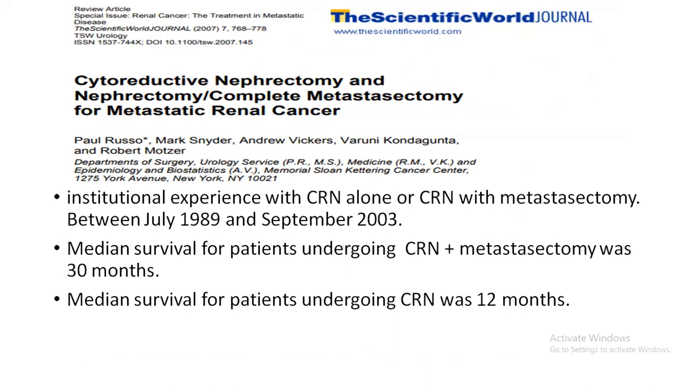They looked at data from 1989 till 2003, and the median overall survival for the patients who underwent cytoreductive surgery plus metastasectomy was 30 months. But if you compare with cytoreductive nephrectomy only, it was 12 months. So there was a significant difference for the patients who had cytoreductive along with metastatic lesion excision.